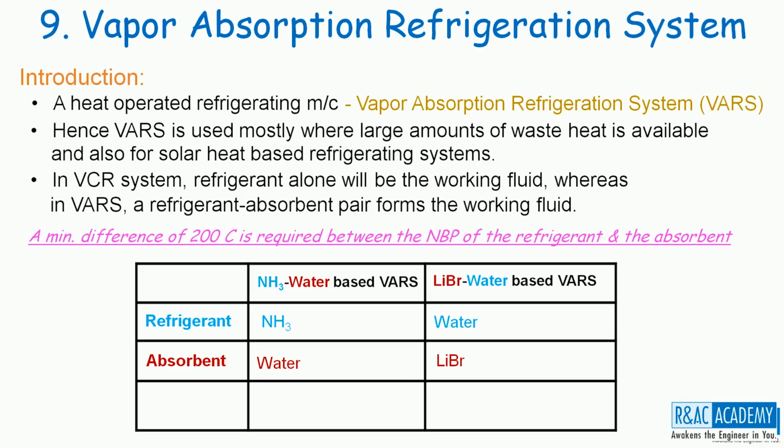Water is the absorbent for the ammonia-based system, whereas lithium bromide is the absorbent for the lithium bromide-based vapor absorption refrigeration system. If you look at the applications, in the lithium bromide-based system, as water is the refrigerant, its usage is limited only to air conditioning applications. On the other hand, ammonia-based vapor absorption refrigeration systems can be used for low temperature as well as air conditioning applications.